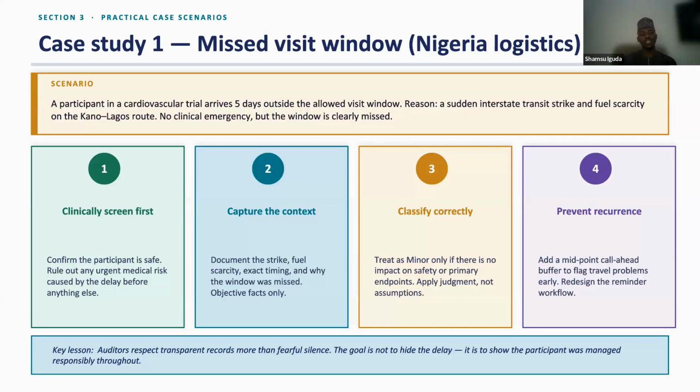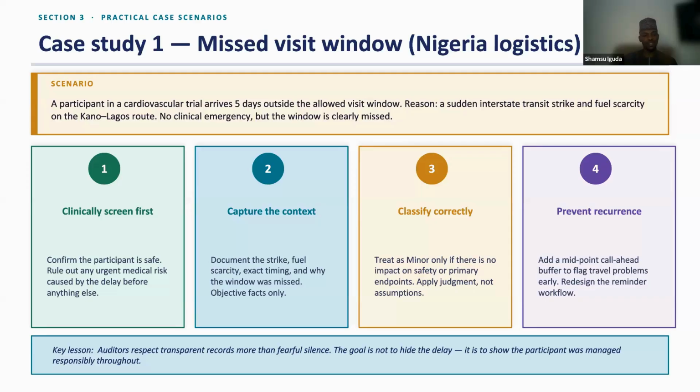The next step, step three, is classify correctly. Given what we have just described, there is no safety issue here and no primary endpoints are affected. So this should be classified as a minor deviation.